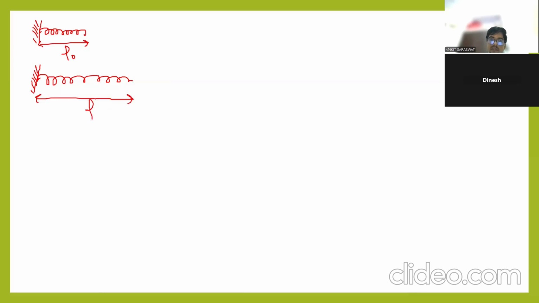For example, this is a spring. It has its natural length L0. Once you apply a force, its length increases to L. Because of applying this force, it reaches a length L. And once you remove it, it regains its natural length. L0 is the natural length. Is it clear?